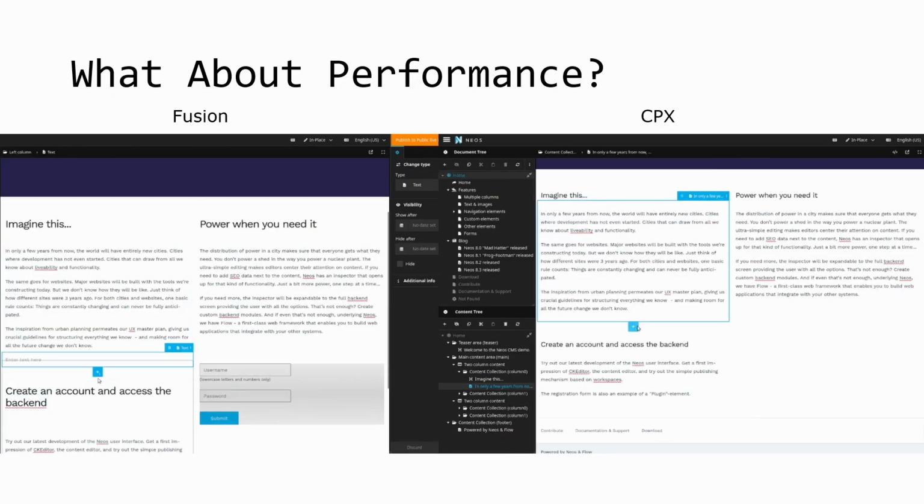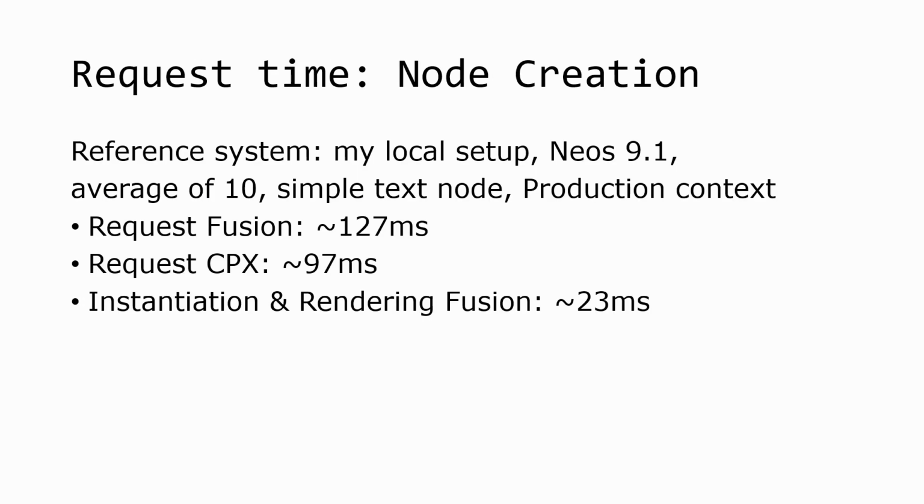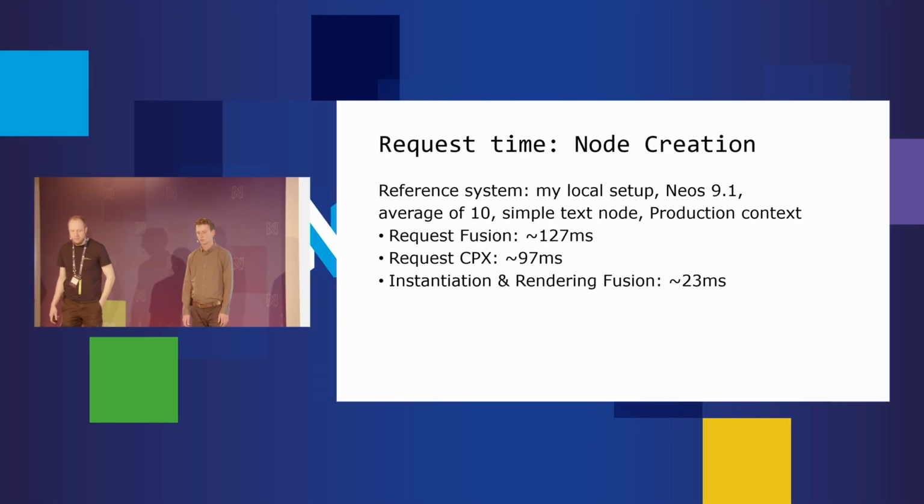So the way to solve this question is, let's do some benchmarks. They're not super professional. It's basically just to give you an idea of the relations and what we will end up with eventually. So the reference system is my local setup on my notebook, which runs Neos 9.1. We do 10 samples, just adding a simple text node in production context. And Fusion takes about 130 milliseconds, while CPX takes 100 milliseconds. So there's already a 30 millisecond gap.